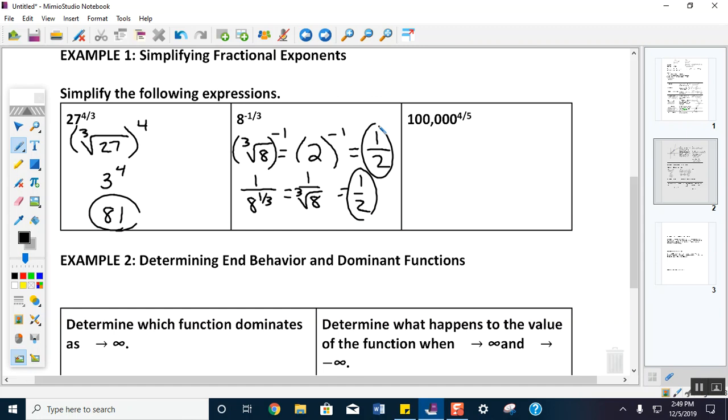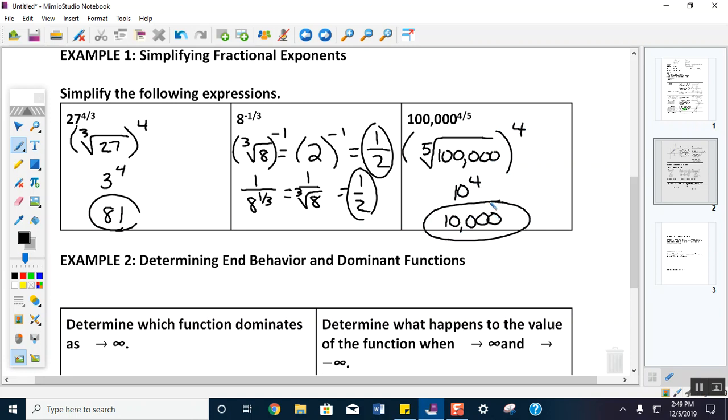Anybody have the next one? 10,000. Kind of a giveaway, wasn't it? How many zeros are in here? If I'm looking for the 5th root of 100,000, what is that value? And then this really becomes 10 to the what? 4. This becomes 10 to the 4th power, which is a 1 followed by how many zeros? 4. What if that would have been 100,000 to the 2/5 power? What would it have been then? 100, you bet.